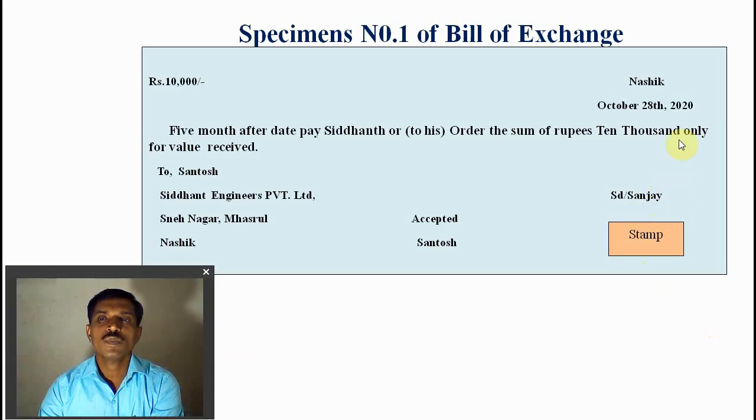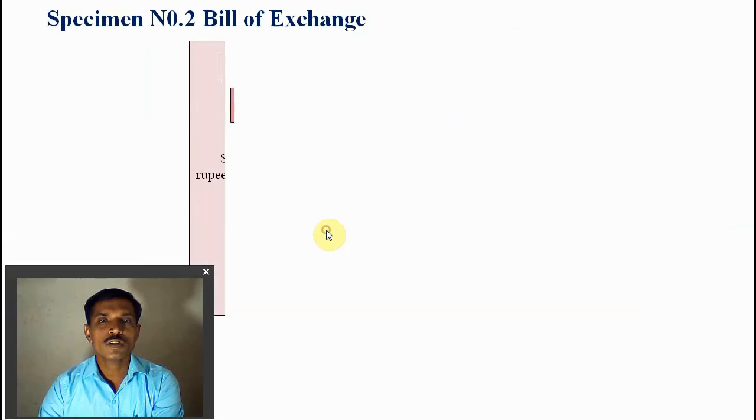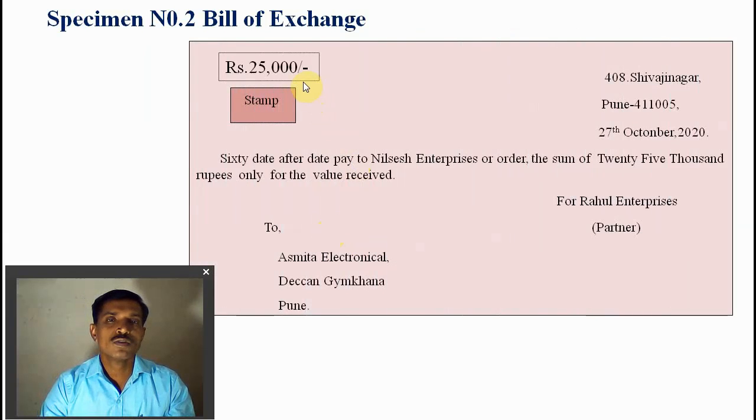The stamp, then date, place, and the parties, meaning the maker, drawer, drawee, and payee. So there is a drawer, the drawee, and the payee. So this is the first specimen. The second specimen is 25,000 rupees. Here the stamp is also mentioned. There is no specific format. So in the first specimen the stamp is on another side, and here it is on the top side. So downside there is the stamp, and here it is on the upper side.